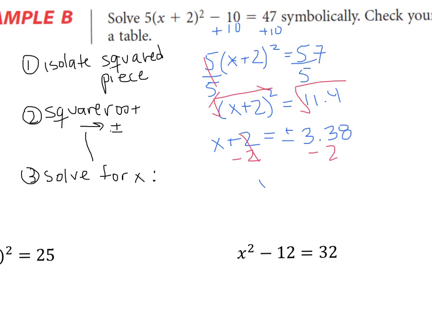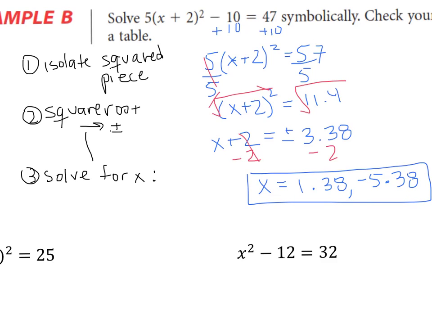Now here is a slightly tricky part. We have to be aware of that plus or minus case. So we have a positive 3.38 minus 2, which is 1.38. And we have a negative 3.38 minus 2, which would give us a negative 5.38. So we have 2 solutions.